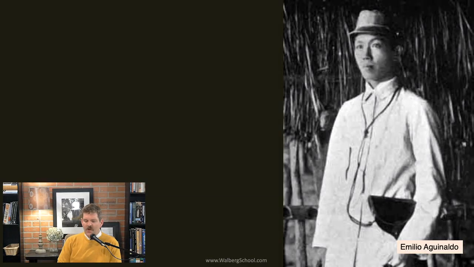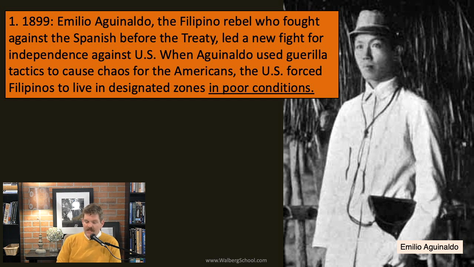Subpoint B. The Filipinos were outraged at the Treaty of Paris and its call for annexation. In 1899, Emilio Aguinaldo, that Philippine rebel that we met earlier, led a new fight for independence against the United States now. So he's no longer fighting for independence against Spain. Now he's turned his battle towards America. When Aguinaldo used guerrilla tactics to cause chaos for the Americans, the United States forced Filipinos to live in designated zones in poor conditions. It's not quite a concentration camp, but it kind of smells like one. During occupation, white American soldiers tended to see Filipinos as an inferior race.